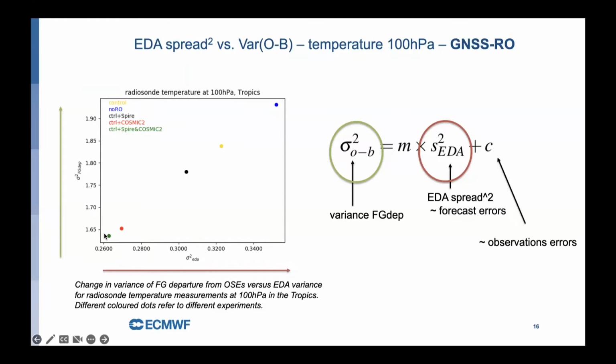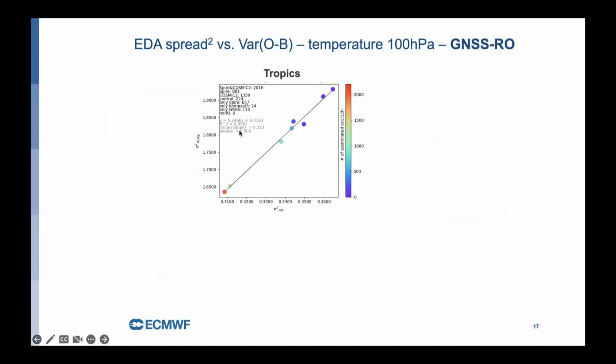And you can do this plot for different height levels and for different regions. This is more or less a similar plot to what I just showed you, just adding more dots which refer to different experiments, and the color coding tells you how much data is actually used in this case. So on the bottom left is the experiment with the most data, and it does show the smallest variance in O minus B and the smallest variance in EDA, whereas the experiments with less data show you again the largest values.